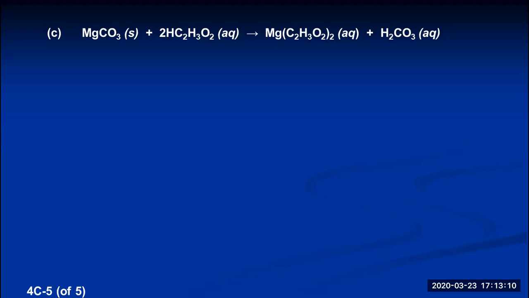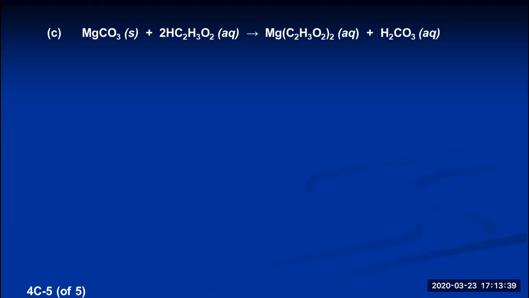Now for phases, it said that the magnesium carbonate was a solid, so that's why I have S written on the reactant side. Acetic acid rather was a solution, so that's aqueous. On the product side, the first compound, Mg(C2H3O2)2, is an acetate compound, and rule 2, acetates never precipitate with anything, so that has to be aqueous. And we formed an acid, H2CO3, which is also aqueous.